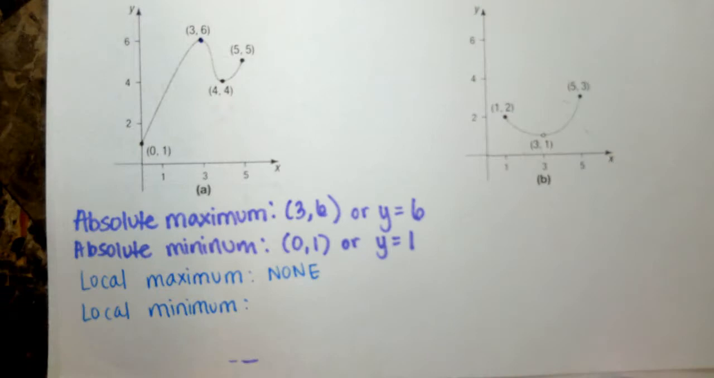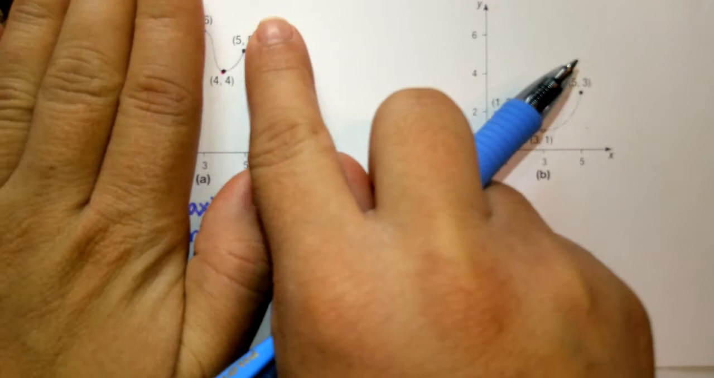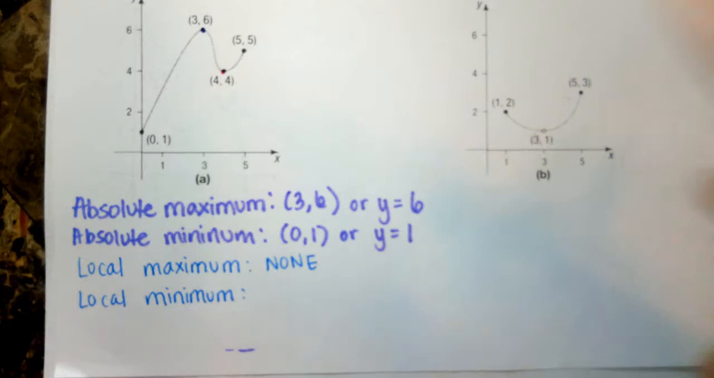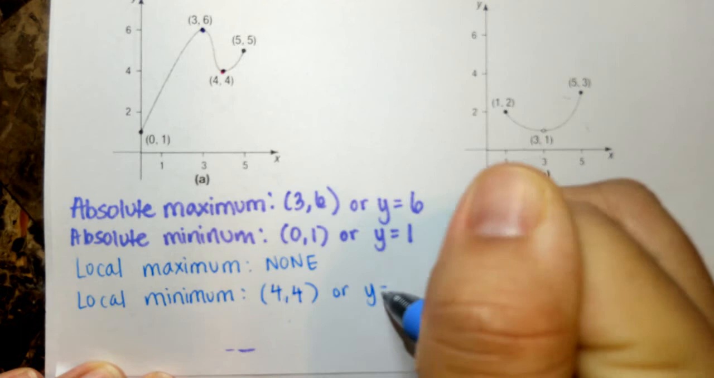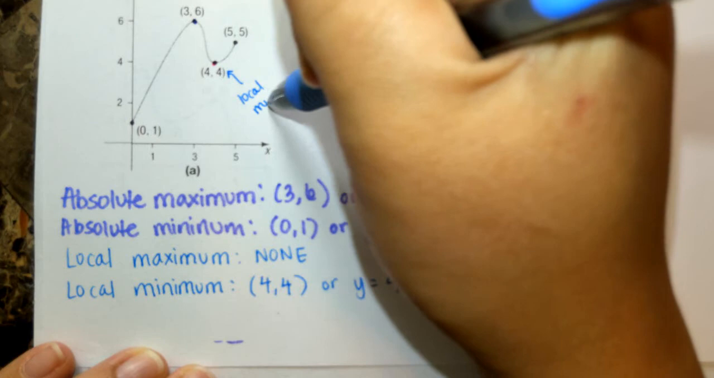It is 4, 4. So even though this is not the lowest minimum overall, if you were to just look at this part of the graph, this specified interval, that would be a minimum point within just this interval alone. If that was the only part of the graph we were looking at, this would be a local minimum. So our local minimum is 4, 4. Or you can just write it as y equals 4 since we're really just concerned about the y value. And there's our answer. And I'll go ahead and label it as such.